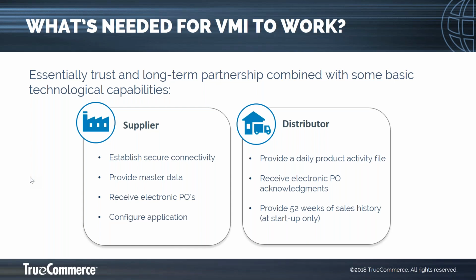On the distributor or retailer side, you will need to be able to provide a daily product activity file. So what was mentioned before in the flow, that's basically a very limited set of data that will help us build a clear picture of what is the net quantity available on any given business day. You will need to be in a position to receive electronic purchase order acknowledgements. And we will need, at the beginning only, to receive from you, ideally 52 weeks of sales history. We can work with less. We need to build a realistic view of what has been the reordering pattern in the past.